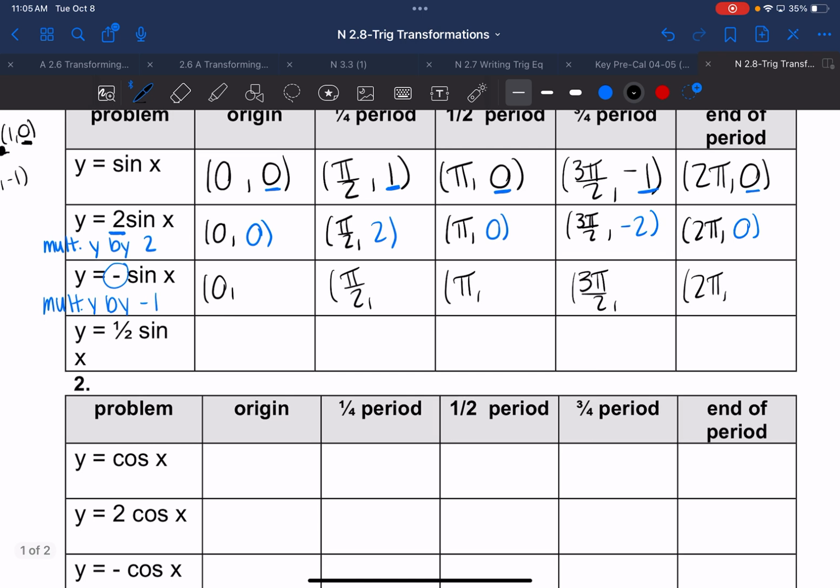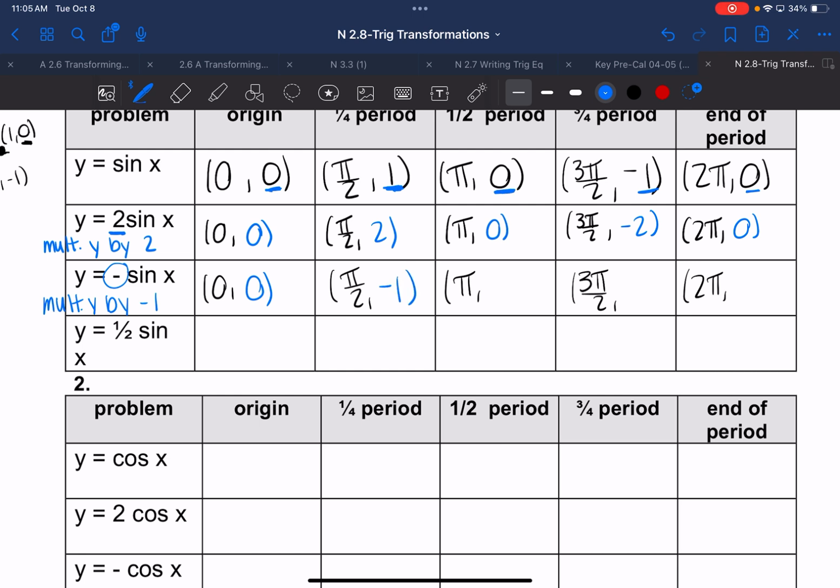The only thing that changes is we multiply all of our y values by negative 1. So again, I'm going to go back to the original y value. The original y value was 0. Well, 0 times negative 1 is still 0. Going back to the original, which was 1, 1 times negative 1 is negative 1.